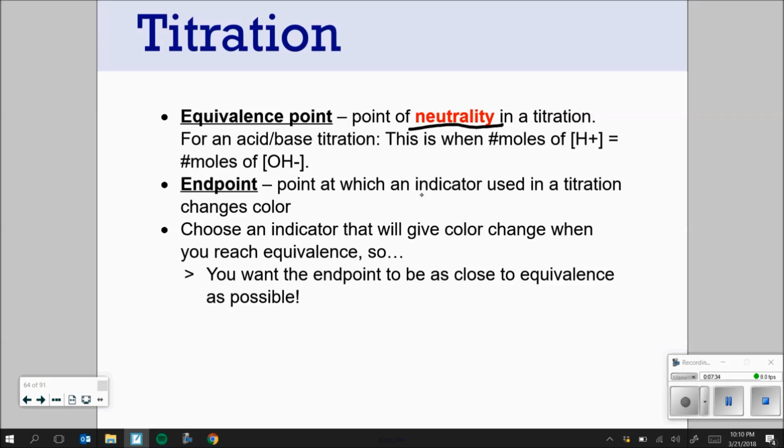The end point is the point at which the indicator used in the titration changes colors. Note that that's not necessarily the equivalence point. Ideally, you want it to be as close as possible. You want to use an indicator where the endpoint is as close to the equivalence point that you are trying to achieve. But note that they're not always the same.